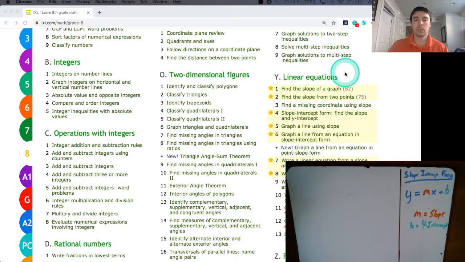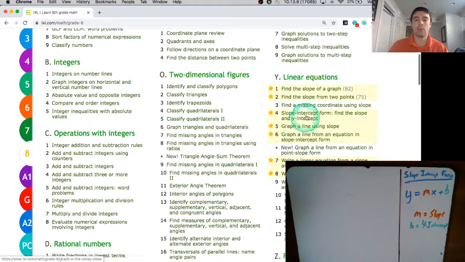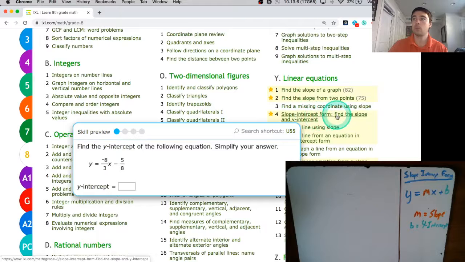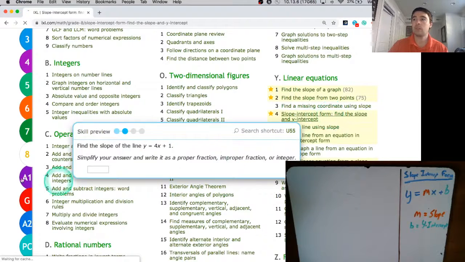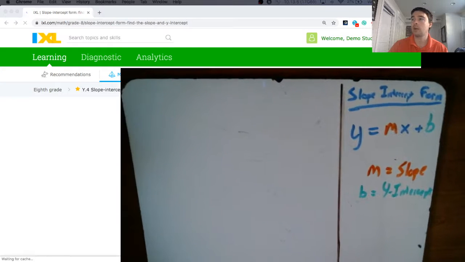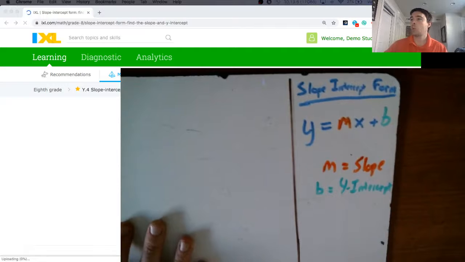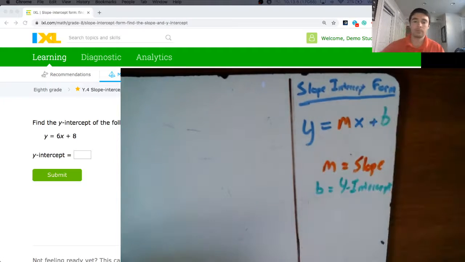Specifically, we're going to be looking at cluster Y and the fourth assignment listed there, Y4, the one that's called slope-intercept form, find the slope and Y-intercept. As that first question for this assignment loads up, I'm going to make my whiteboard a bit larger for now, and I want to focus quickly on this idea of slope-intercept form.